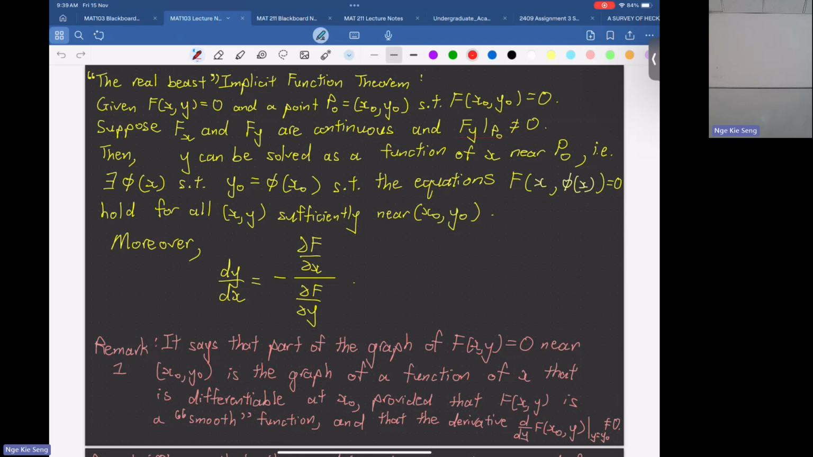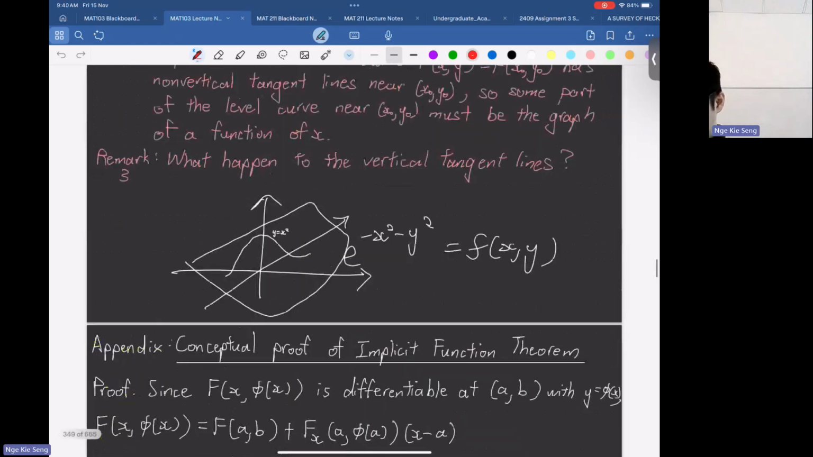Such that the equation f(x,y) equals 0 holds for points sufficiently near x naught, y naught. The word sufficiently has appeared in many of your classes. Sufficiently near means that around this x naught, y naught, you can still find points on the level curve. Then you can solve this dy dx. Actually, I need to draw you a picture.